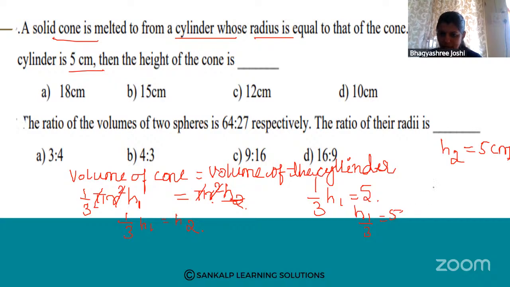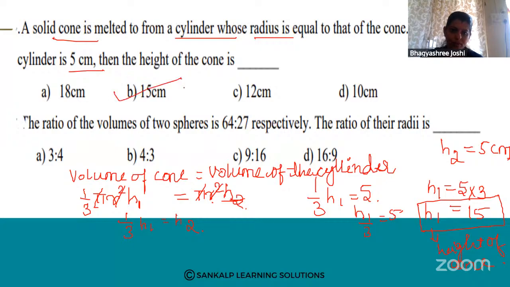Now transfer this 3 to this side. That is H1 is equal to 5 into 3. So 5 3s are 15. So H1 value is 15. So H1 means it is the height of the cone, right? Height of the cone, 15 centimeter. Option B is right.